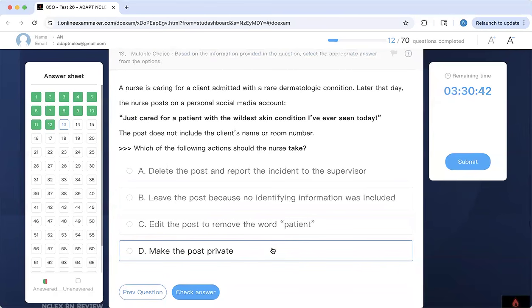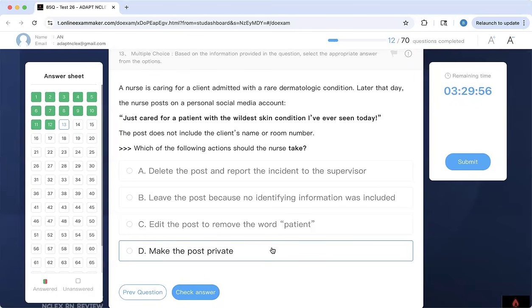Which of the following actions should the nurse take? Management of care. A nurse is caring for a client admitted with what? A rare dermatologic condition, that means skin condition. Later that day, the nurse posts on a personal social media account. This is social media etiquette. This is what was on the test plan. That's why these tests represent what you're going to see on the NCLEX. Just cared for a patient with the weirdest skin condition I've ever seen. This is what she posted. The post does not include the client's name or room. No name, nothing. Just stated that they saw a condition and this is what you saw today.